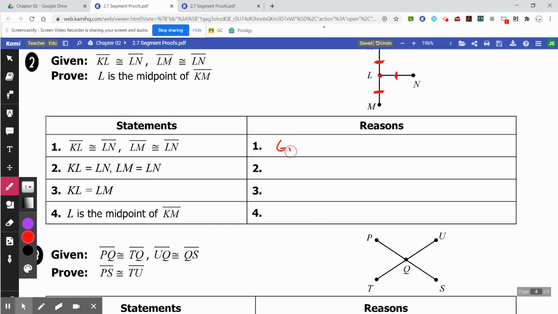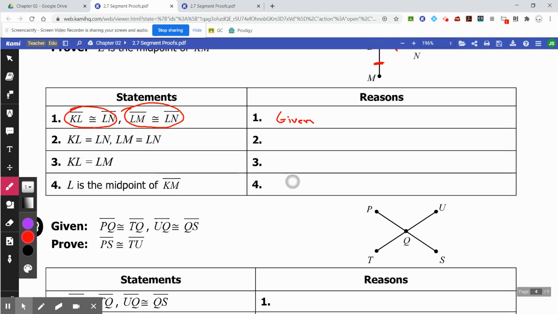The first step is everything that you are given. Now, the next thing that we know, since KL is congruent to LN, and since LM is congruent to LN, then we know that they're equal in lengths. The reason we're doing this is that in these proofs, we have more properties of equality that we're going to work with instead of congruence. So as soon as we see two things are congruent, we go ahead and say they're equal in length, so that we can use all of our properties of equality.